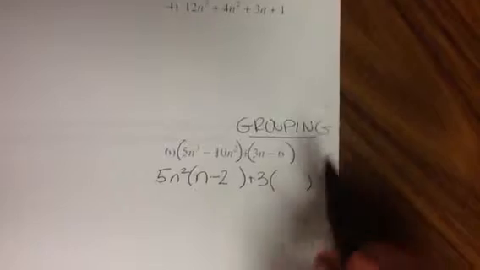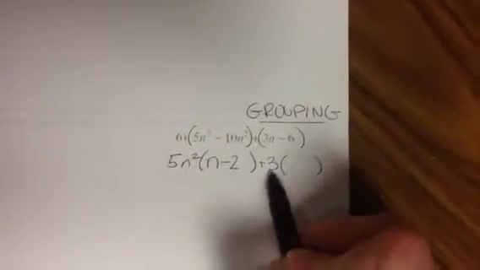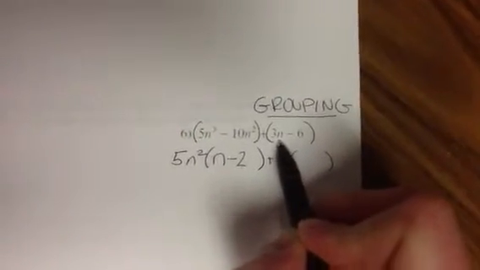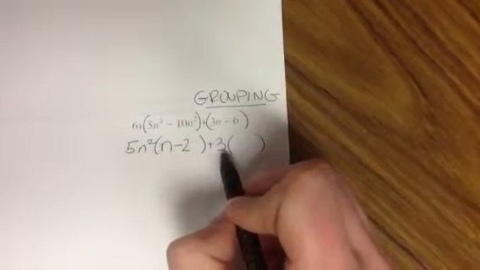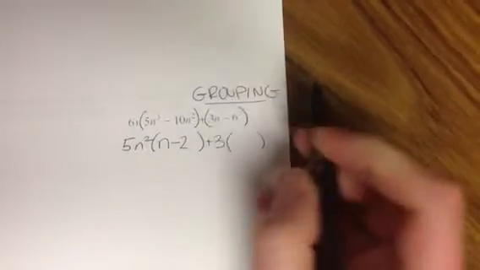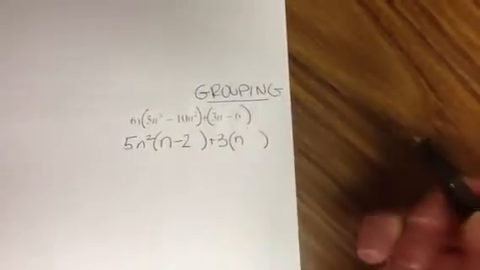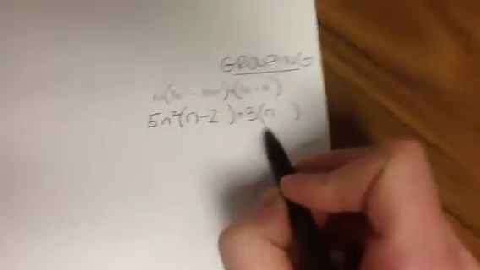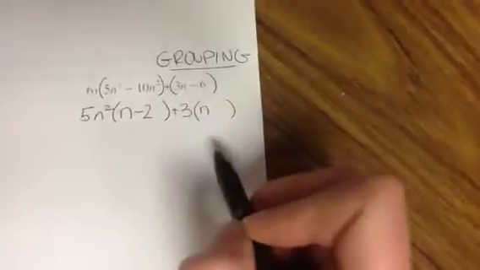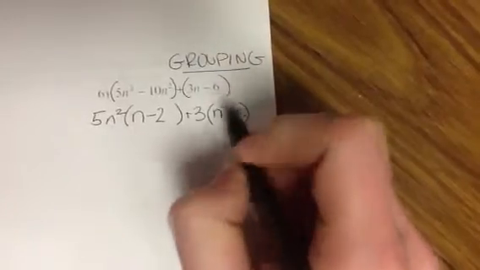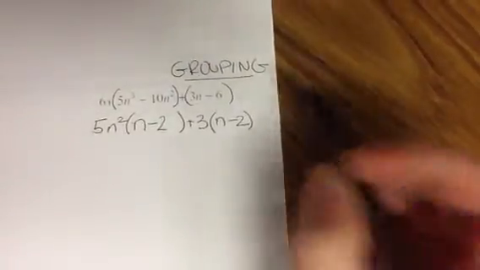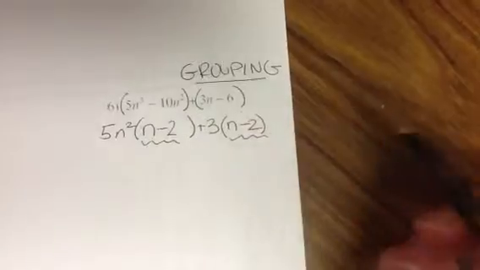Yes. So here, 3 times what will give me 3n? 3 times 1 will give me 3, but 3 times what will give me 3n? 1n, which is just n. And then 3 times what would give me 2? 3 times 2... but because I want negative, it'll be negative 2. And look, now it's the same thing on both sides.